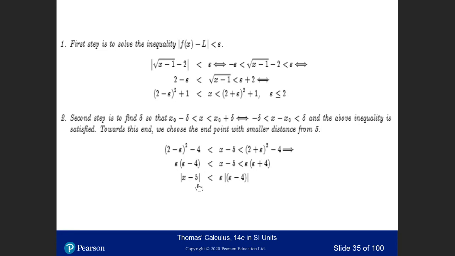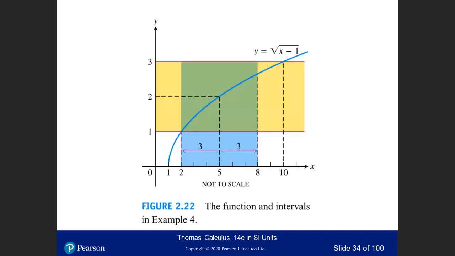X minus 5, absolute value must be less than this. If you calculate this for epsilon 1, that's 3. If you calculate for epsilon 1, that's 5. So I don't choose this, I choose this. Because if I choose this, let me show you in the figure, I will go this way. I will be out of here. So my function value will not be between these two values, which is L plus epsilon and L minus epsilon.